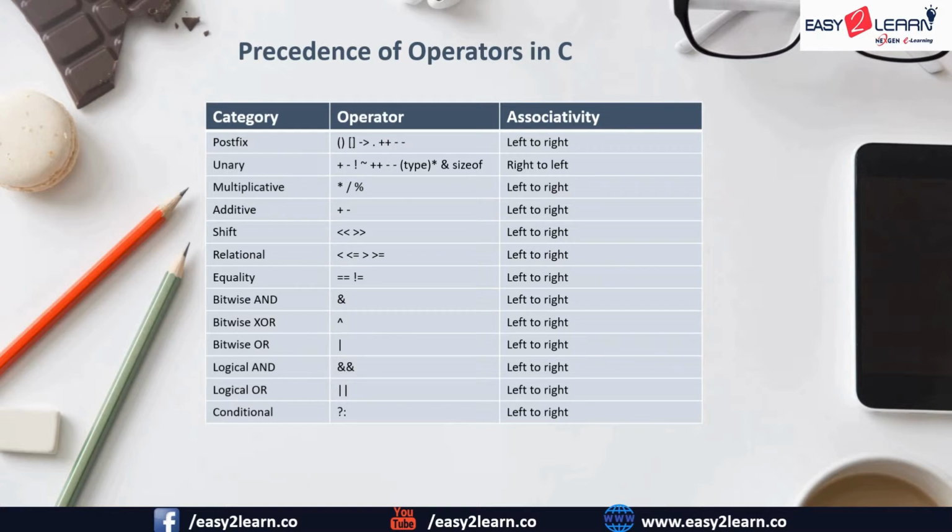Precedence of operators in C. The following table will list you out all the categories of operators along with their associativity and precedence. Postfix operators, the operators and associativity, for example, left to right. Similarly, we have the other operators in the table: unary, multiplicative, additive, shift, relational, equality, bitwise and, bitwise or, bitwise XOR, logical and, logical or, and conditional.